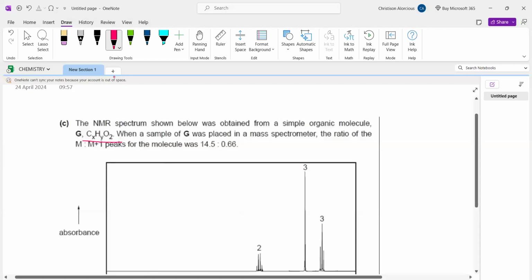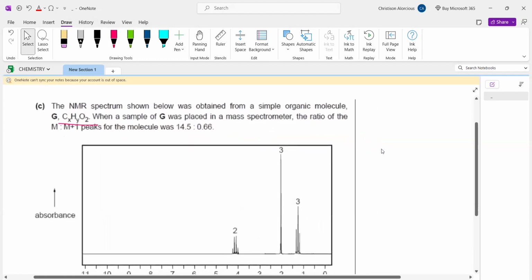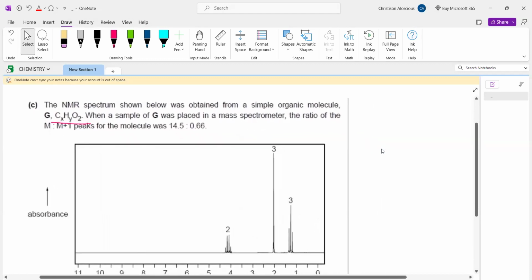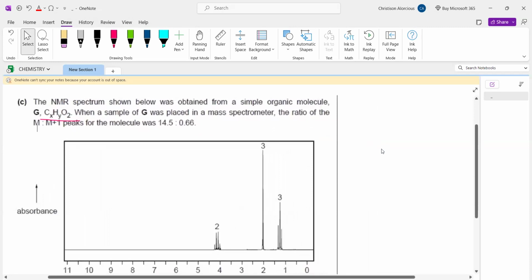We do not know what x is, what y is. We only know that there are two oxygens. When a sample was placed in a mass spectrometer, the ratio of the M to M plus 1 peaks was 14.5 to 0.66.